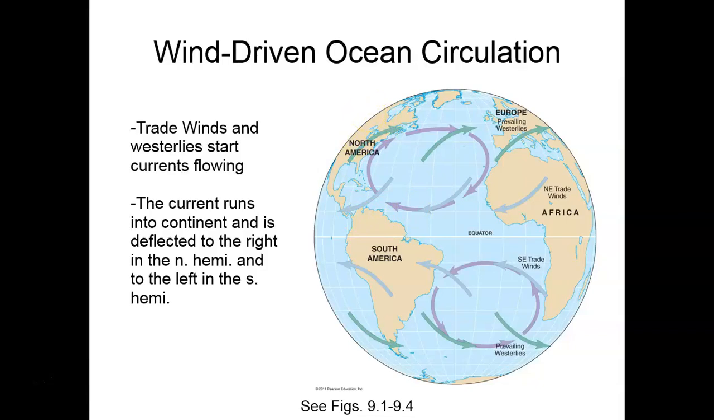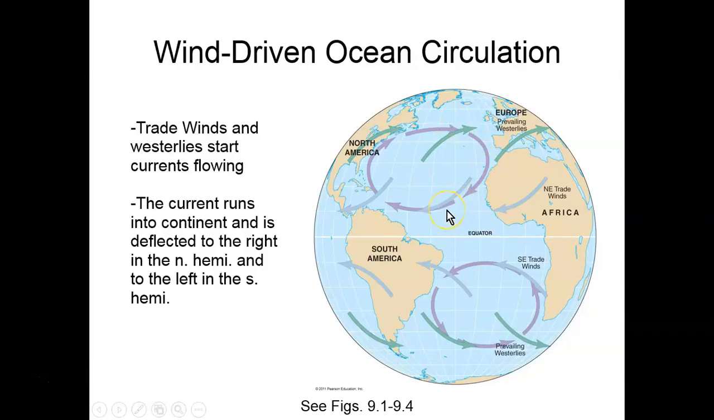So those are going to be the major bodies of water that we talk about in this lecture. In each of them, you have the trade winds that start the currents flowing, and those currents run into the continents and then get deflected by Coriolis. Then you have the westerlies that take over and push them towards the east, and they again are affected by Coriolis and the continent, and so then they go south.